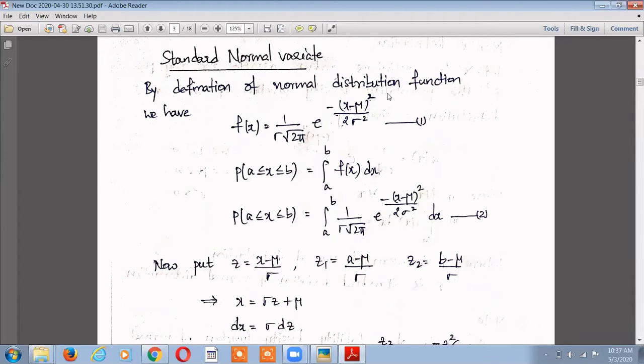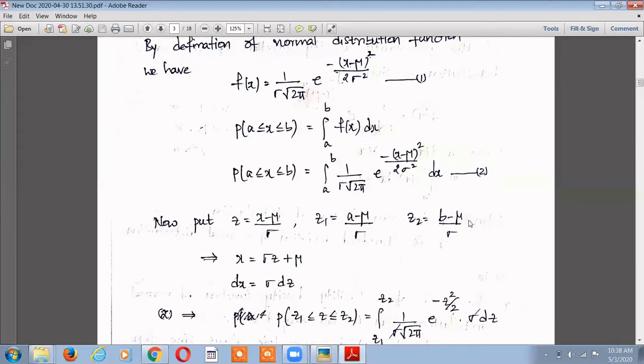By definition of the normal distribution function, what we have? The probability density function f of x is equal to 1 by sigma root 2 pi into e to the power of minus (x minus mu) whole square divided by 2 times sigma square. I name it as equation number 1, where x represents the normal variate. Now if I want to find the probability of x between a and b, it is given by the integral from a to b of f of x dx. Now I substitute the value of f of x. P of x between a and b is equal to the integral from a to b of 1 divided by sigma root 2 pi into e to the power of minus (x minus mu) whole square divided by 2 times sigma square into dx. I name it as equation number 2.